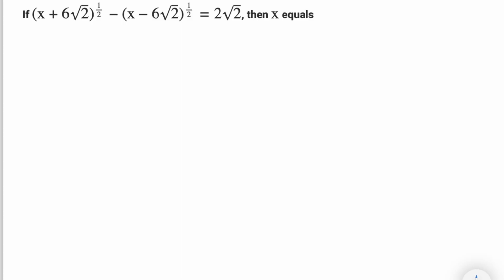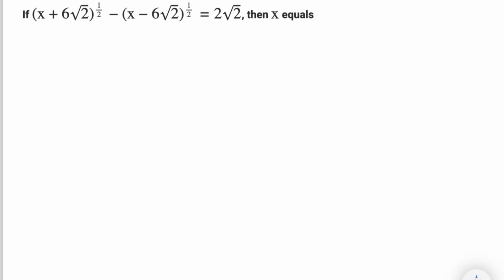So let's go on to our next question, guys. The 13th question. It is based on algebra. Very beautiful question. If (x + 6√2)^(1/2) − (x − 6√2)^(1/2) is basically 2√2, then x equals? Okay. Now there are two ways of approaching this problem.